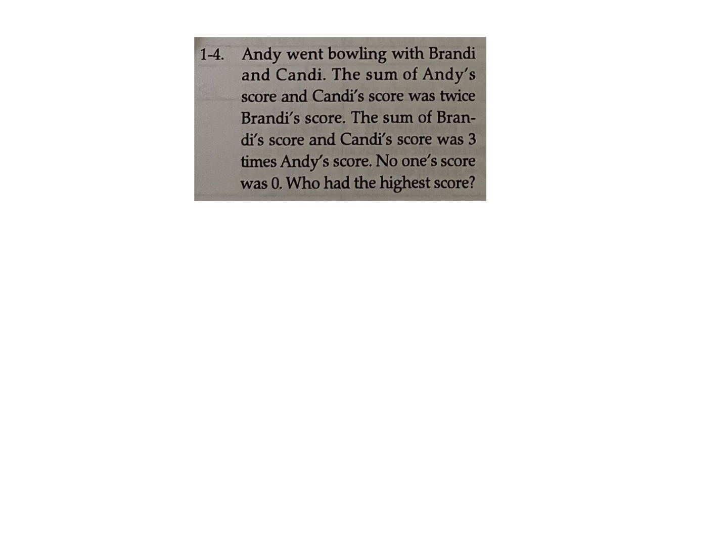Andy went bowling with Brandy and Candy. The sum of Andy's score and Candy's score was twice Brandy's score. The sum of Brandy's score and Candy's score was 3 times Andy's score. No one's score was 0. Who had the highest score?